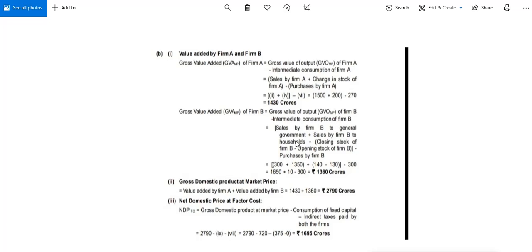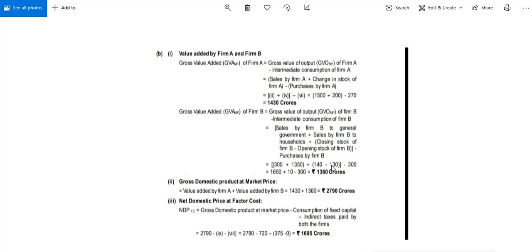Here the sales affected by the firm is given, that is to the government, to the households, and closing stock and opening stocks are given. So to determine the change of stock, we have to find out the difference between opening and closing stock here. So sales is not directly given. It is given in the form of two items: sales affected to the government, sales to the households. So these items 300 and 1350 is the total sales affected by the firm B.